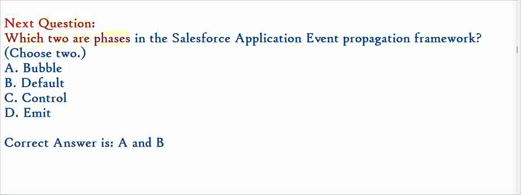Which two are phases in the Salesforce application event propagation framework? Choose two. A. Bubble. B. Default. C. Control. D. Emit. Correct answer is A and B.